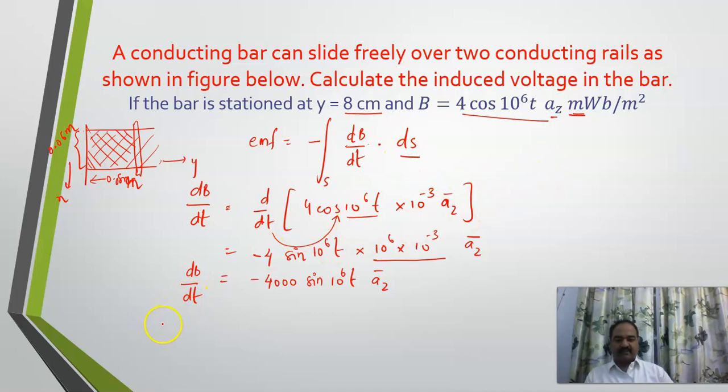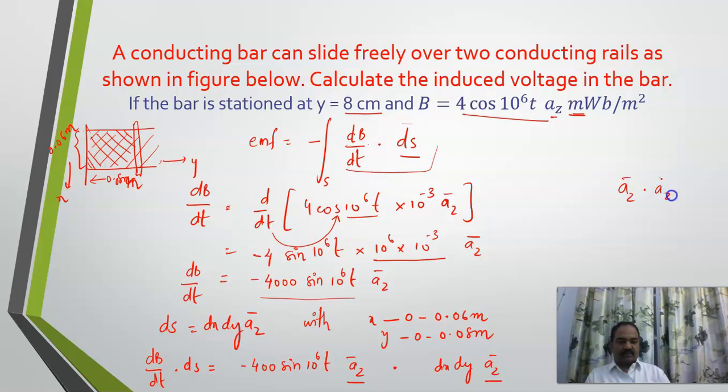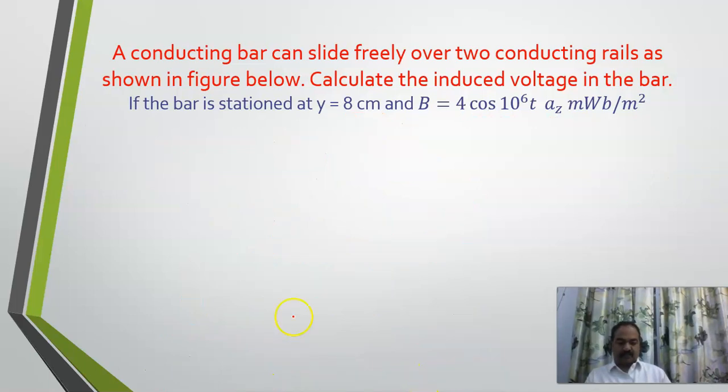The next one I do need is the surface. You know that the surface is extending in x direction and also y direction. So I'll take dS as Az dx dy, with x varying from 0 to 0.06 meters and y varying from 0 to 0.08 meters. So if I do the dot product here, dB by dt dot dS, this is minus 4000 sine(10^6 t) Az dot dx dy Az. Right? When I do the dot product, Az dot Az becomes 1, so I'll eliminate this one. So my answer will be minus 4000 sine(10^6 t) dx dy. So this is what I'll write here.